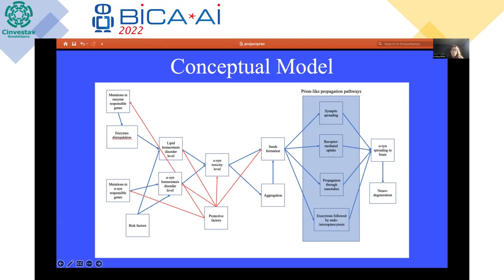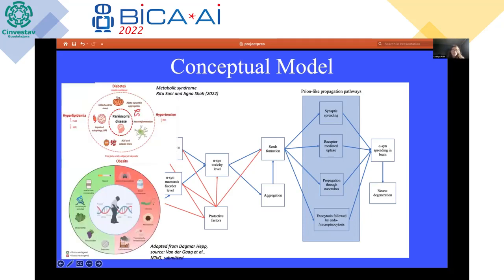This dyshomeostasis of alpha-synuclein and lipids leads to alpha-synuclein gaining toxicity, which leads to further seed formation, meaning these seeds of alpha-synuclein with lipids might leave the cell through the propagation ways I've talked about, and the aggregation itself would also lead to seed formation. At this point, different protective factors might possibly intervene, which we don't know exactly how they do this and what exact protective factors might exist.